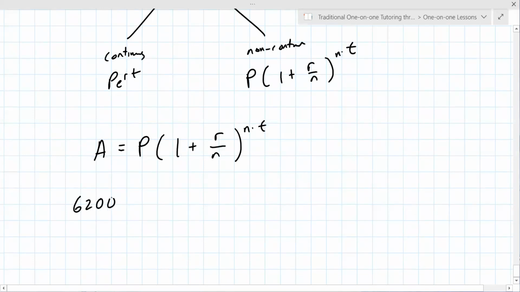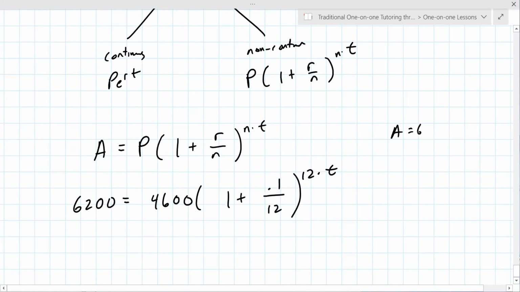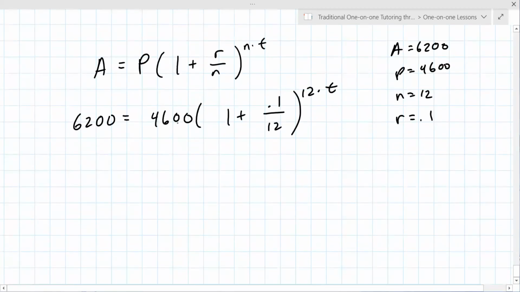So they want 6,200. They start with 4,600. 1 plus 0.1 over 12, 12 times t. So this is me just substituting in the numbers. A is the future value, P is what you started with, n is 12, and r is 0.1. So we're going to solve for t. To do that, you want to divide first. So it's 6,200 over 4,600. And then if you want, you can put this into the calculator, but you don't have to. You can do it at the last second.